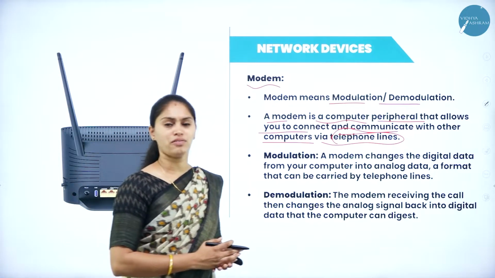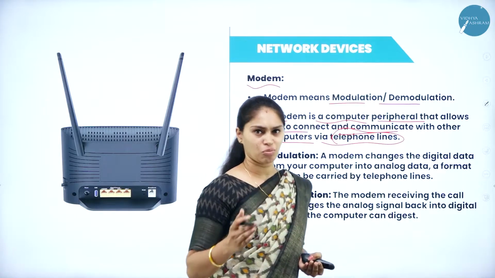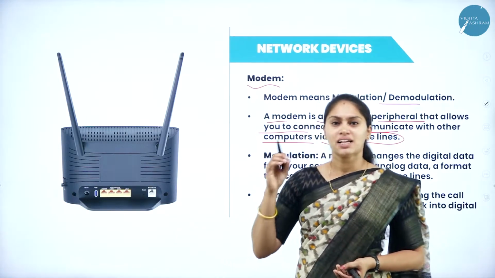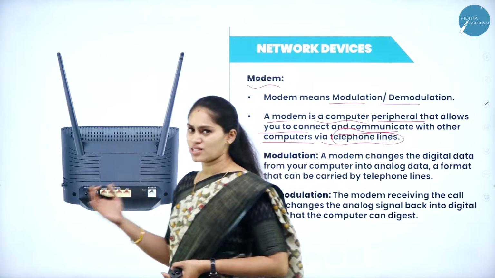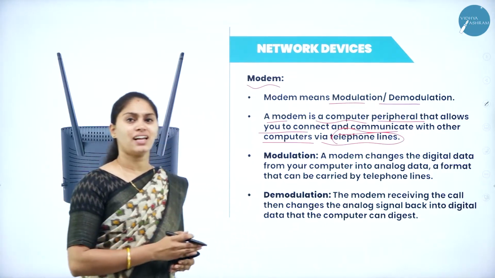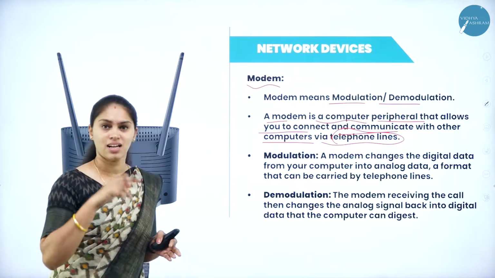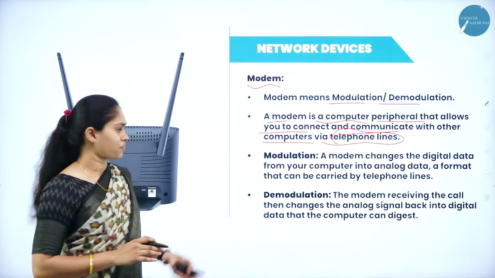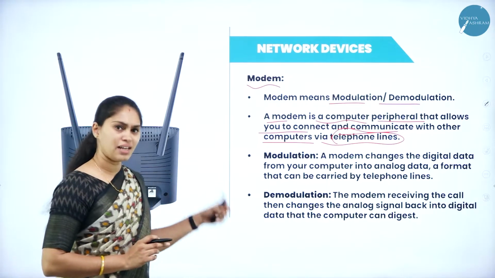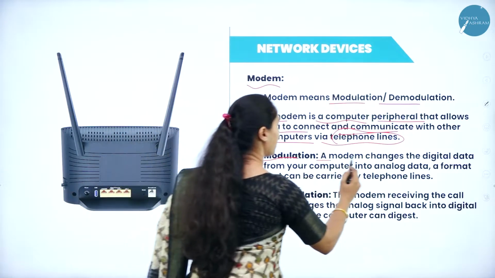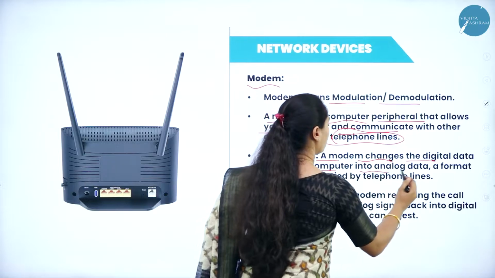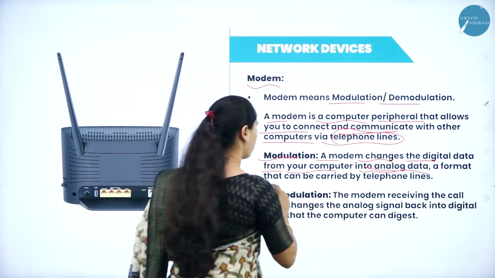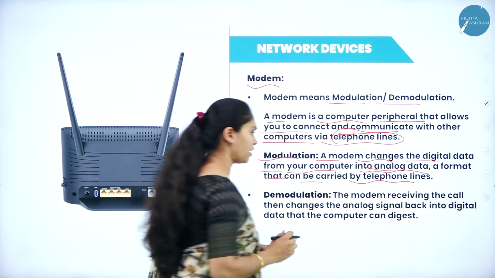Then what is the use of having this modulation and demodulation? As we all know, a computer can understand only digital signals, that is zeros and ones, and telephone lines can understand only analog signals, which are in sine form. So in modulation, what takes place? A modem changes the digital data from your computer into analog data, a format that can be carried by telephone line.